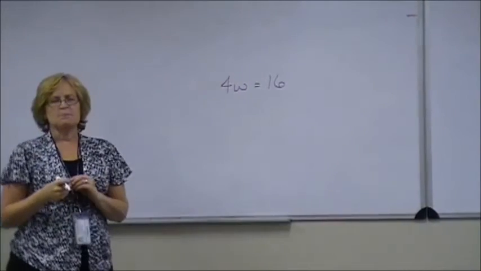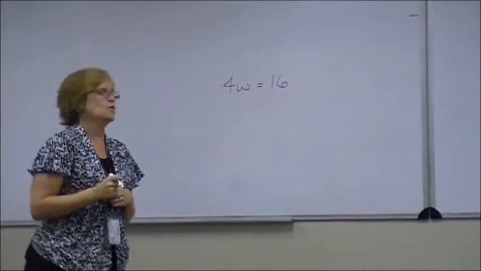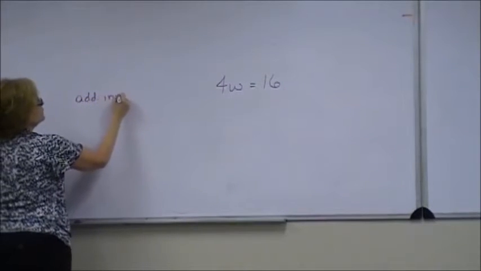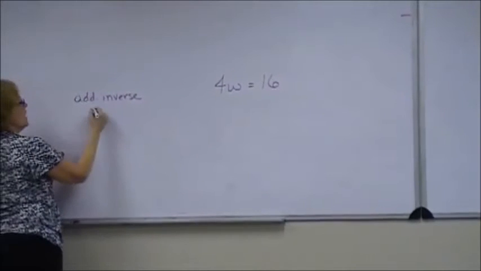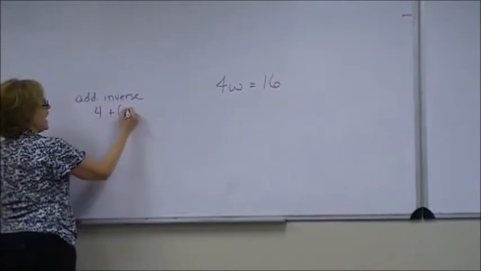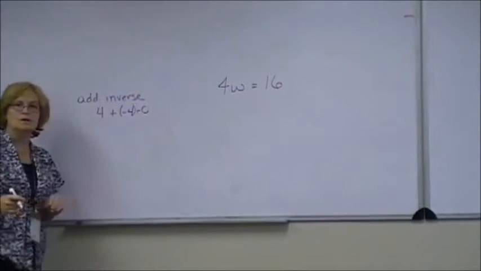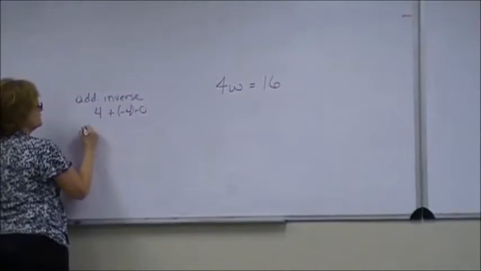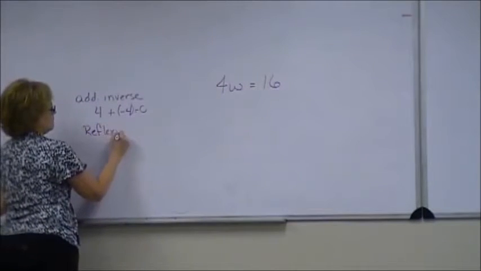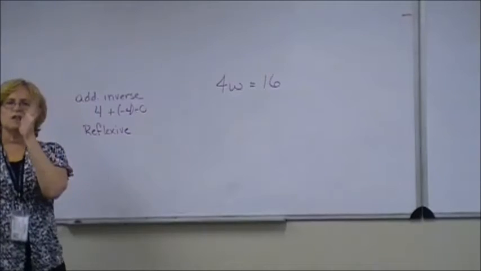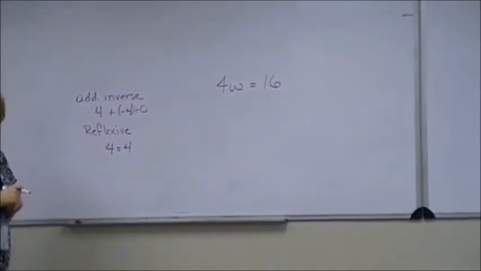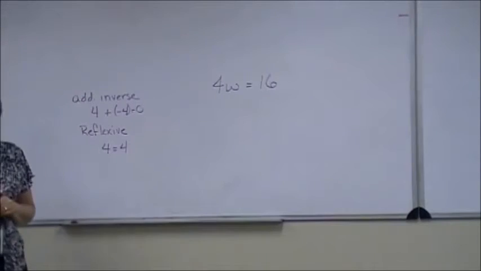So on the first two examples that we did, let's talk about the properties that we used. We used the property of the additive inverse, because that was a number plus its opposite will give me 0. We also used reflexive, and reflexive is that reflection in the mirror where 4 is equal to 4. So those are the two properties we've used so far.